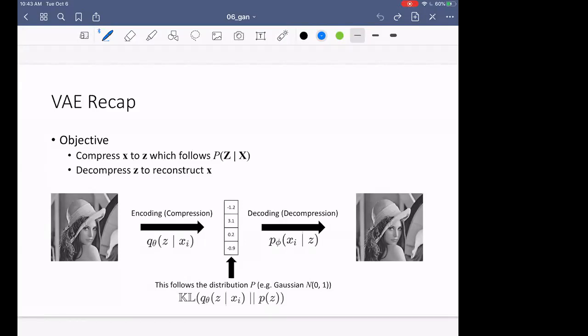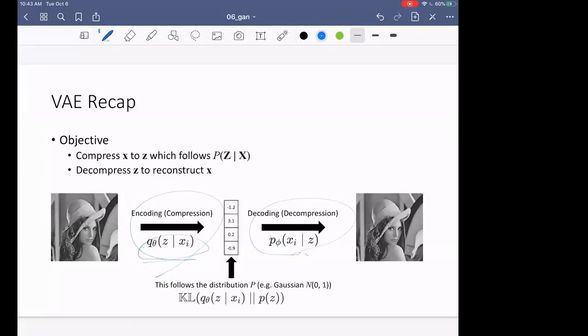So, yeah, that's a true posterior, which is intractable, and then the next step is to decompress Z to reconstruct X, which is going to be our X prime. So here's an encoder, which, as you can see, is using the approximate posterior Q(Z given X), and then the decoder is the reconstruction step.